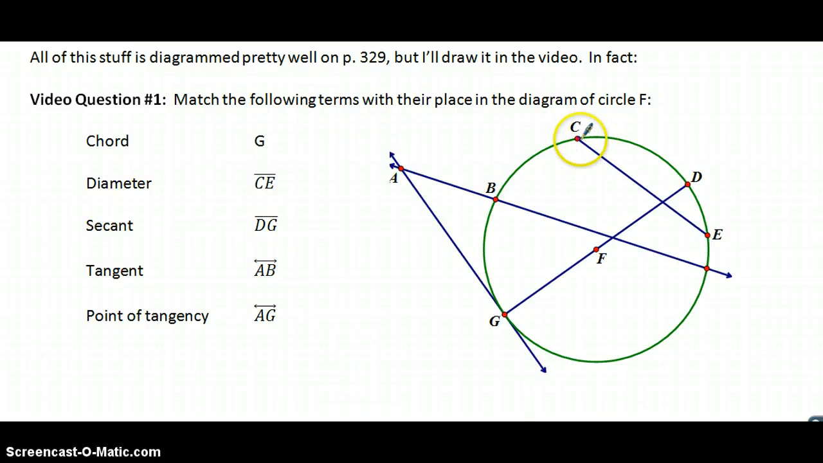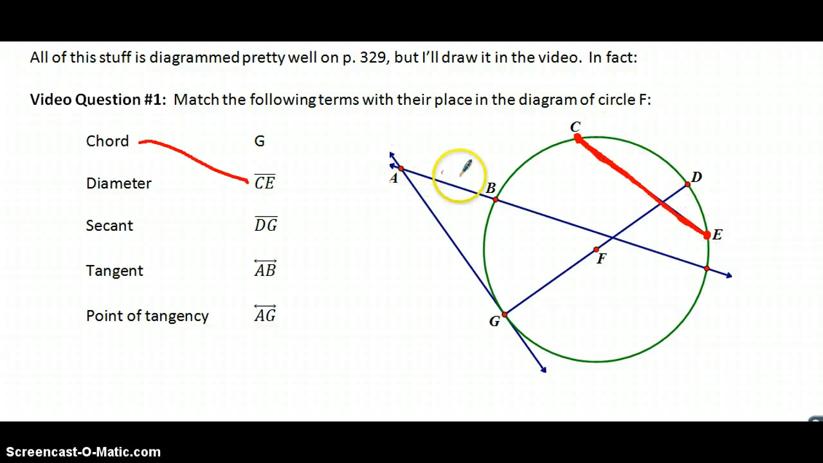A chord is a segment inside the circle. It has both endpoints on the circle, so something like this. This would be a chord. I'll let you do the matching thing over here. But a chord is something like CE. It's got both endpoints on the circle.